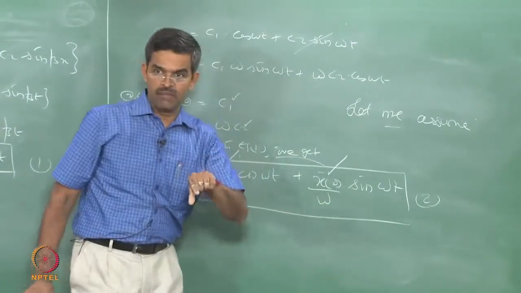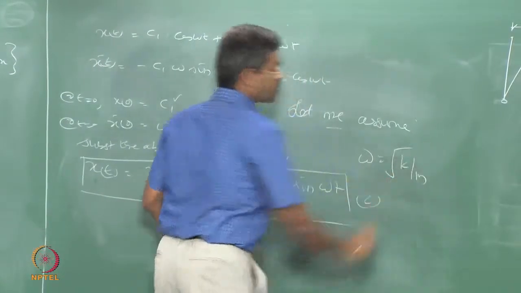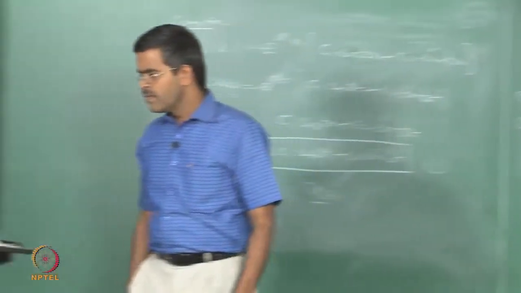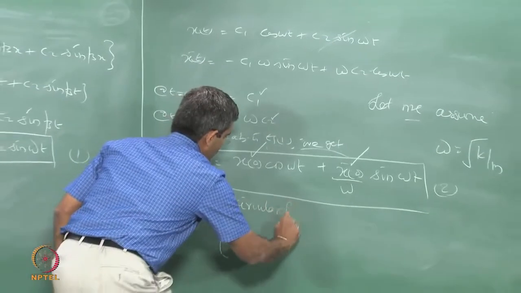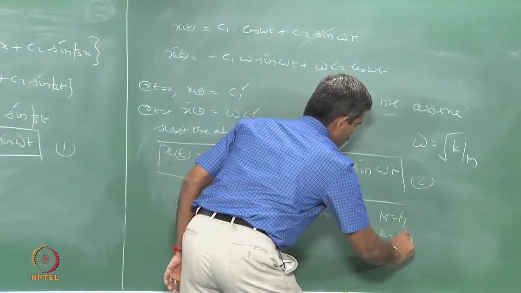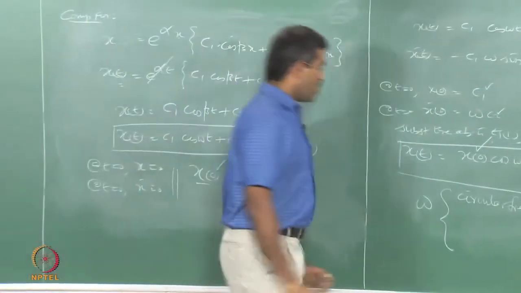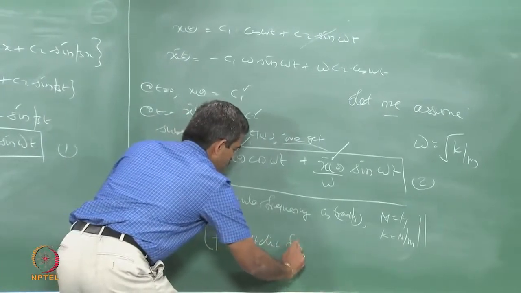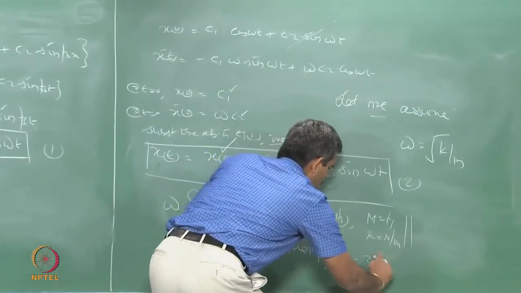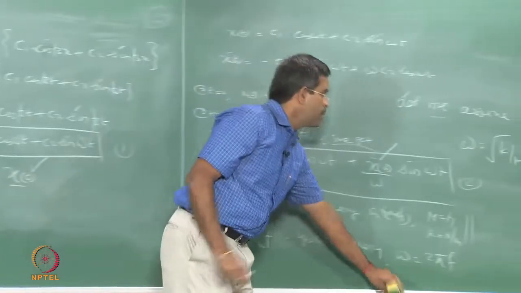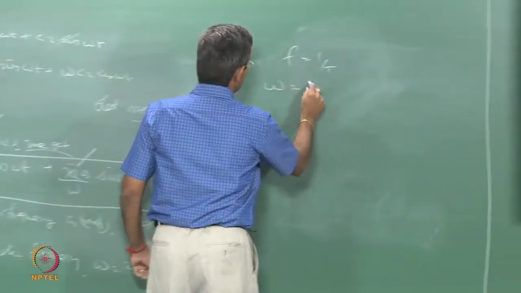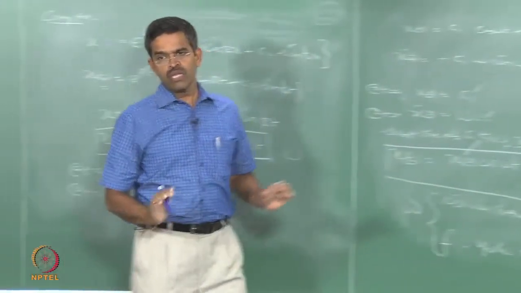This is a physical parameter of the system, because omega is square root of k by m, because omega square is k by m. Okay. Now, there are two meanings of omega. Omega is called circular frequency, expressed in radians per second, where m is in kg and k is in Newton per meter. It is also expressed as f. f is called cyclic frequency, and omega and f are related. Omega is 2 pi f. f is 1 over T, therefore, omega is 2 pi by T. Okay? So, they can be related.